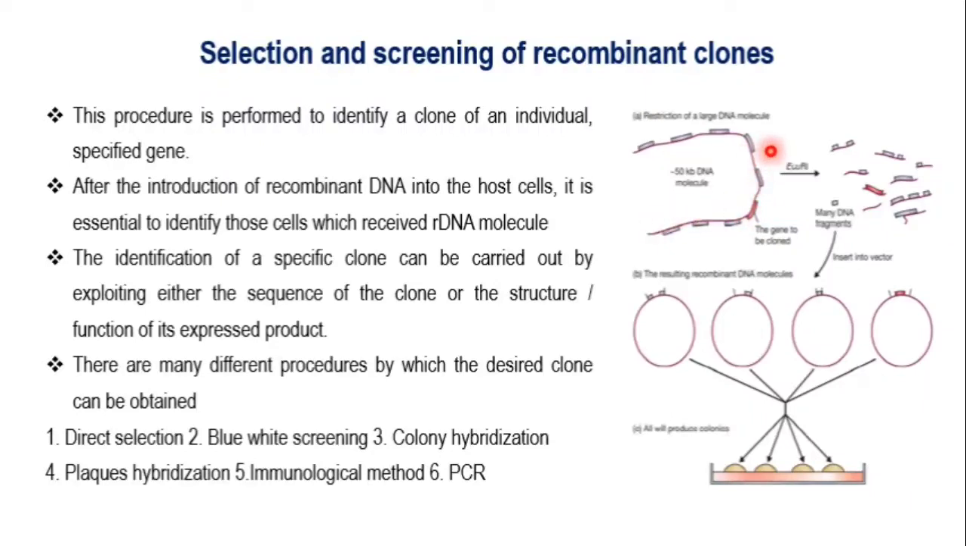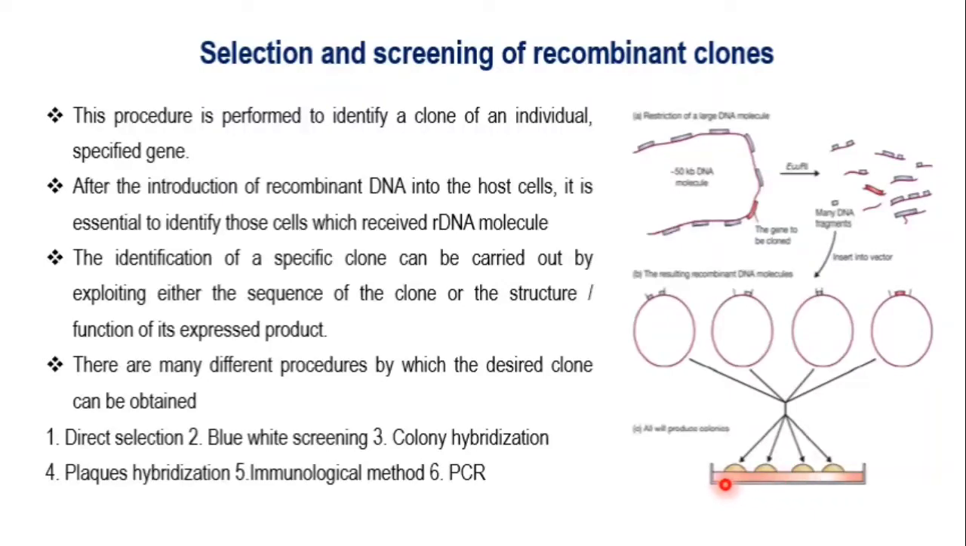We have digested with one enzyme, so we'll get many fragments, and we have cloned all these fragments into the vectors and transformed them into bacteria. Then we'll get a number of colonies, but we don't know which colony contains our specific DNA molecule. For that, we have to screen all these cells to identify which colony contains our specific DNA molecule.